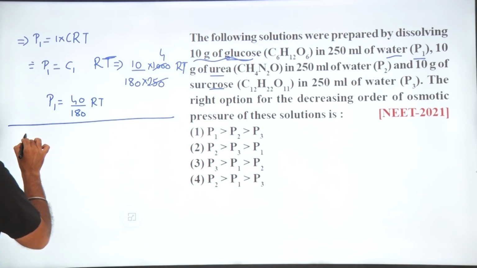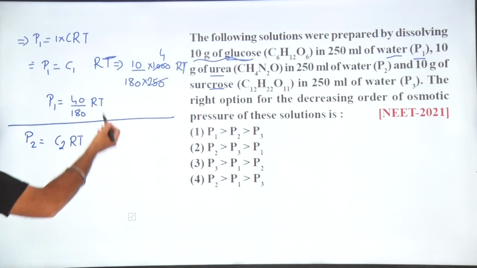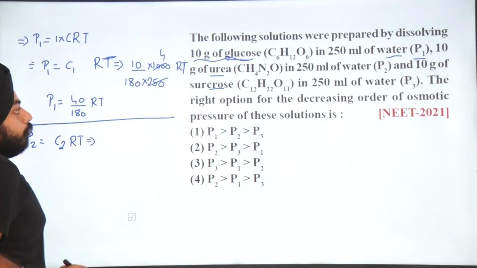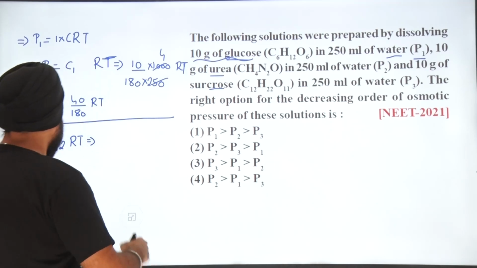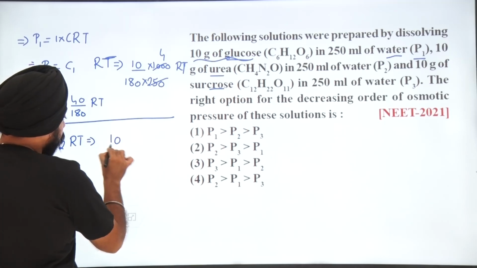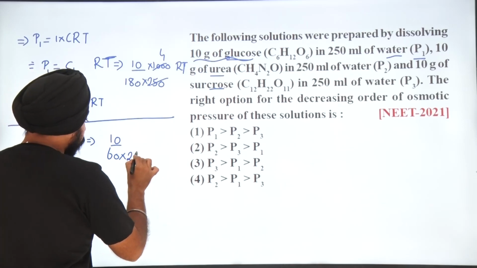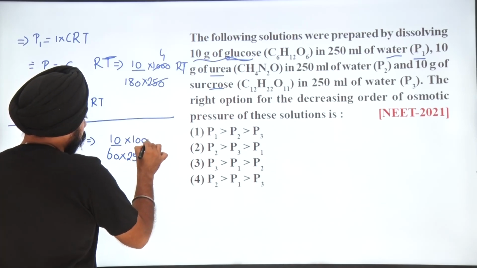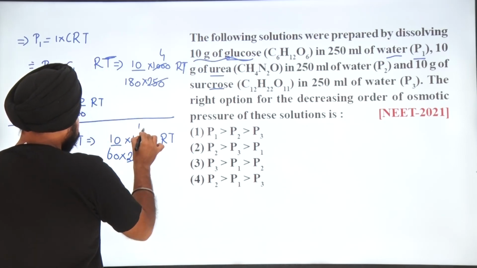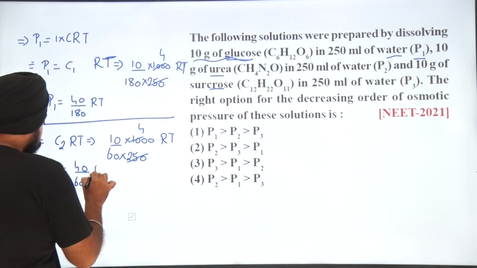Going for P2, students, now very quickly. P2 equals C2 RT. Again i will be 1 because it is a non-electrolyte, right? So concentration equals moles of solute by volume of the solution in liter. Moles of the solute is weight by molecular weight. So 10 divided by molecular weight of urea, which is 60, into 250 ml, and we'll convert this into liters. This much RT. Again this gets cancelled out. This will be 4. So P2 comes out to be 40 by 60 RT, right?